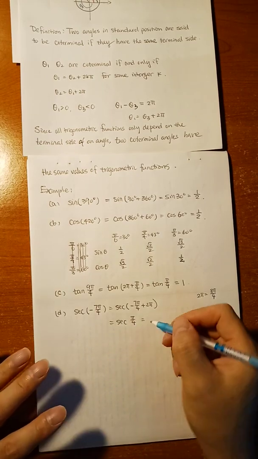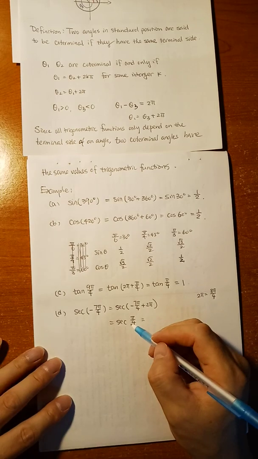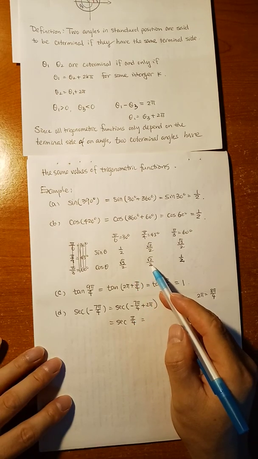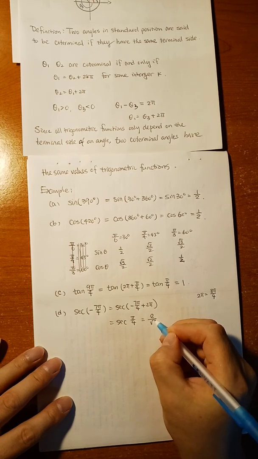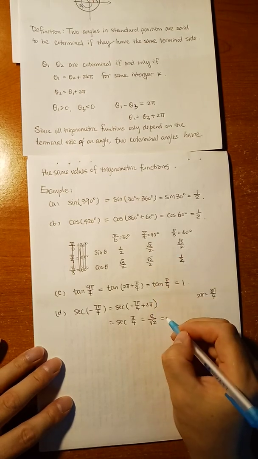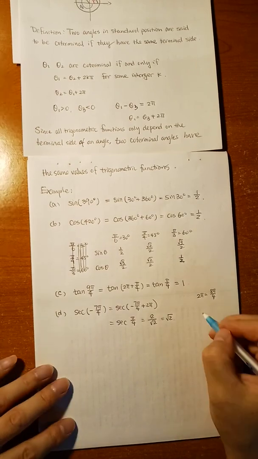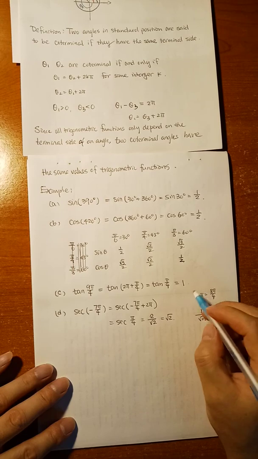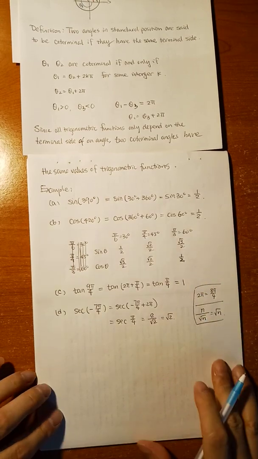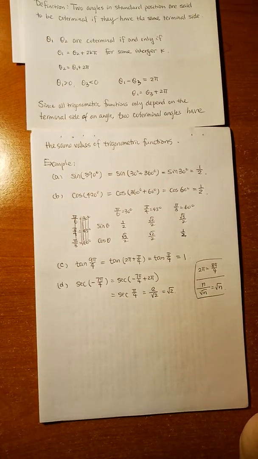Secant pi over 4. What is secant pi over 4? Secant pi over 4 is the reciprocal of cosine pi over 4. Reciprocal of it, and this is square root of 2. n over square root of n is just square root of n. Okay. Secant pi over 4 is square root of 2.